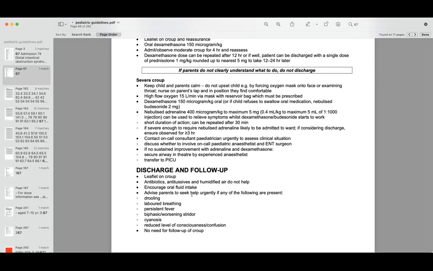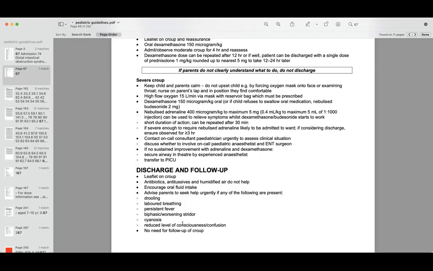So encourage fluid intake. More fluid should be taken. Then advise parents to seek help. Red flags, what will you give the parents? Drooling, labored breathing, respiratory distress, persistent fever, biphasic or worsening stridor, cyanosis, reduced level of consciousness, all these things.